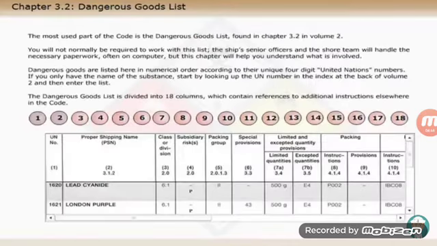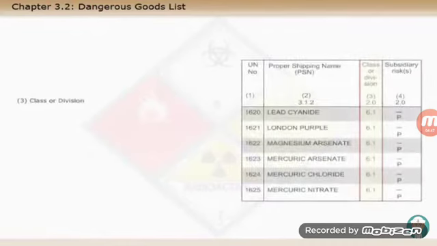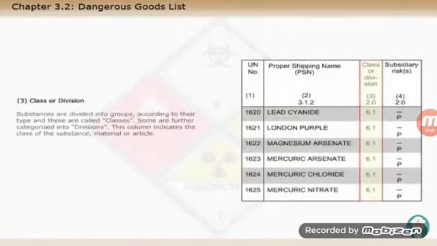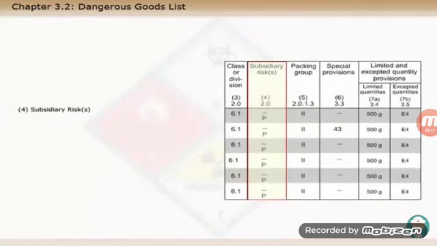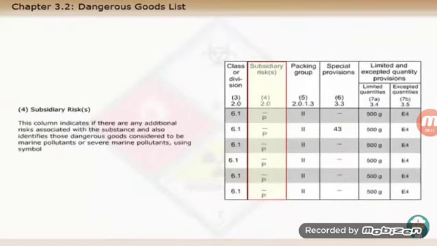Substances are divided into groups according to their type, and these are called classes. Some are further categorized into divisions. This column indicates the class of the substance, material, or article. This column indicates if there are any additional risks associated with the substance, and also identifies those dangerous goods considered to be marine pollutants or severe marine pollutants using the symbol P.